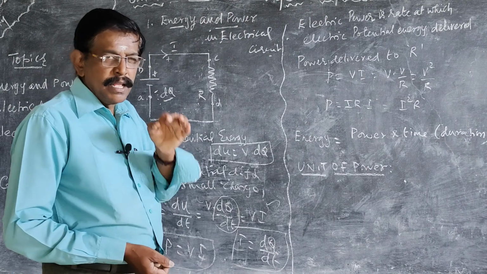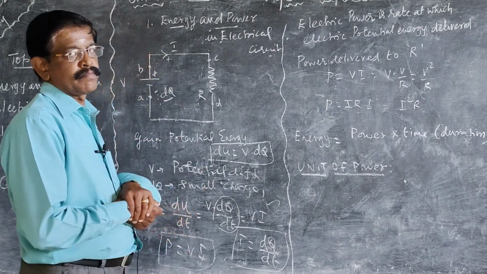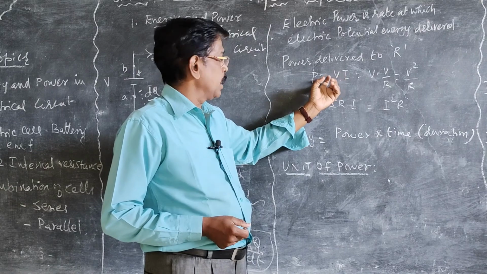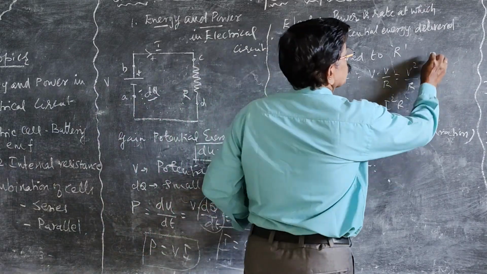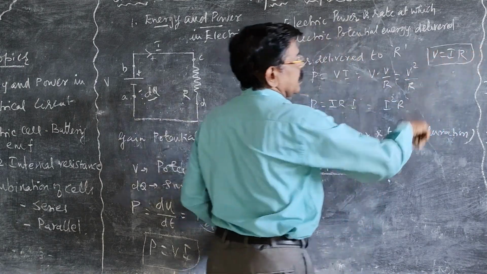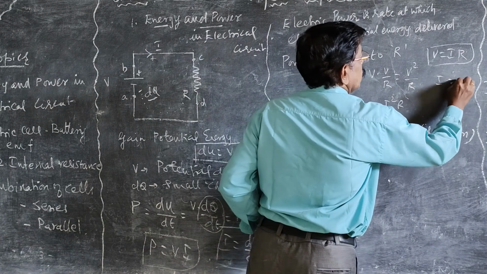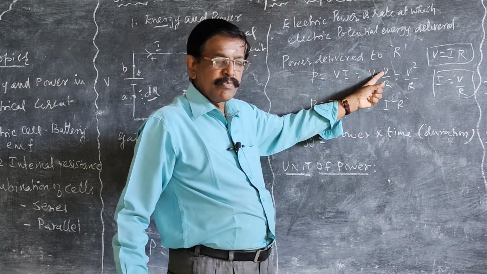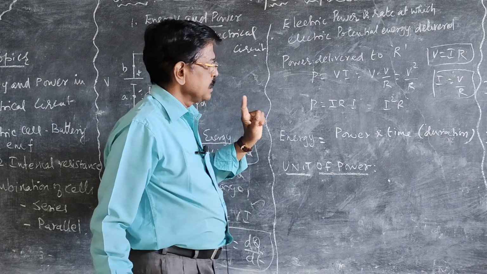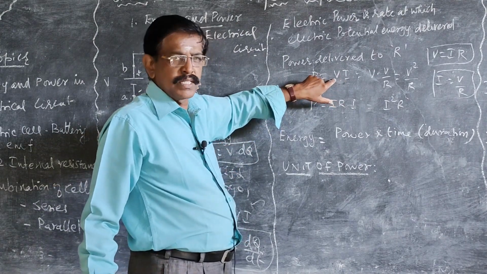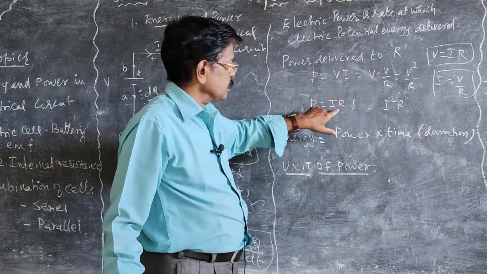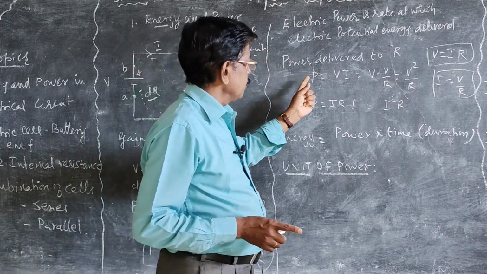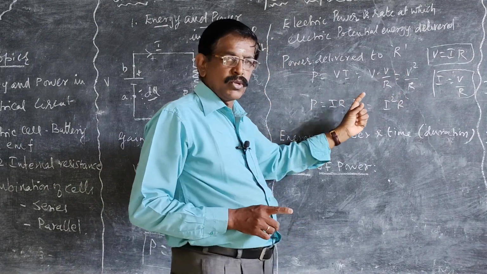Next we are going to calculate the power delivered to the resistance, not the power delivered by the battery. What is the formula for power? P equal to V into I. We know Ohm's law, what is the Ohm's law formula? V equal to IR or I equal to V by R. So substitute V by R instead of I here. So V into V, V square by R. This is one format. Instead of V, you can also substitute I into R. So I into I becomes I square R. So there are two formats: either P equal to V square by R or P equal to I square R.